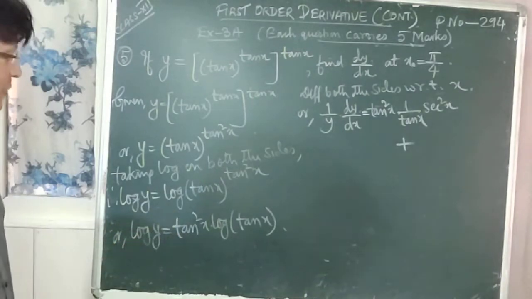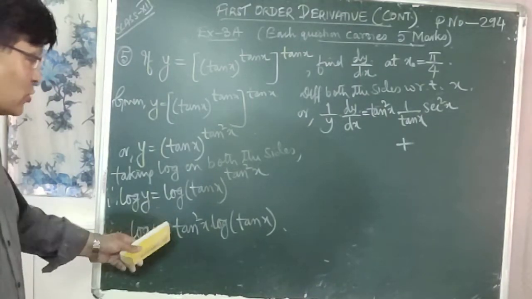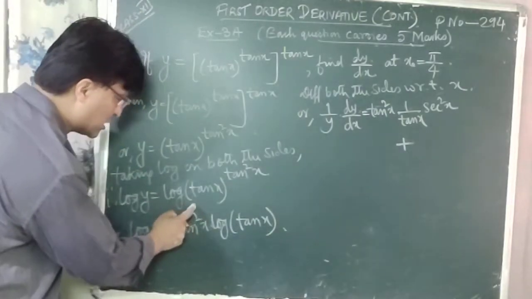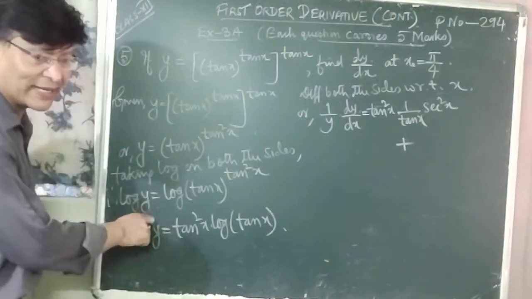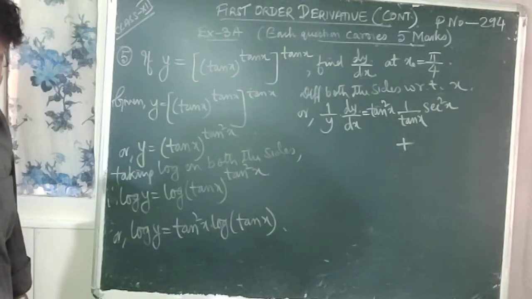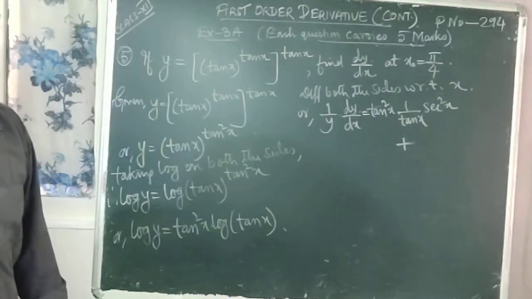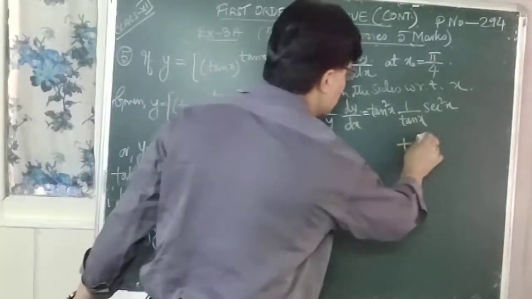Now again you have to differentiate tan square x, keeping log tan x same. So what is the differentiation of tan square x now? It is just like your tan x whole square. That is your x square form. What is the differentiation of x square? It is 2x. Which function is taken as x? Tan x is taken as x there. So first of all, it is 2 tan x.